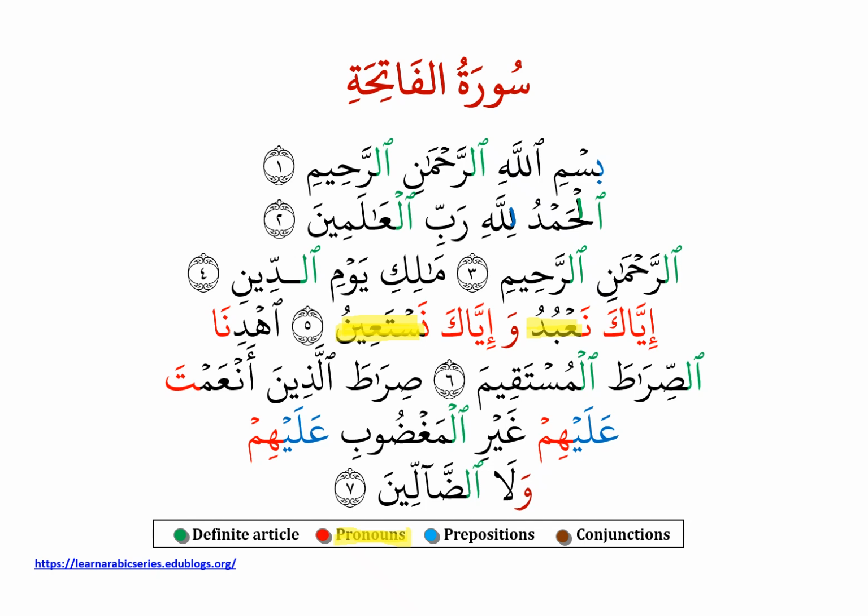Okay, now we can look into the roots. Now, na'budu. The na is short for nahnu, meaning we. So it's we. And ain, ba, da, these are three letters, so it's the same root. You check it out in the dictionary, you'll find it means worship. So na'budu means we worship.